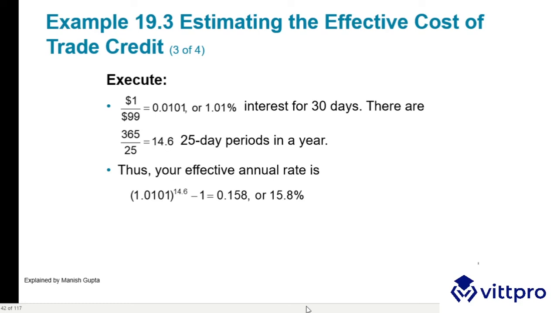So basically what you need is to calculate an equalized annual rate and see whether it is more or less than your borrowing cost. If let's say you say no, I am better off keeping money in my bank because I'm getting more interest, then I will keep the money and pay later, because I can get more money by keeping the $99 for 25 days. So the cost of keeping $1 for 25 days is 15.8%.